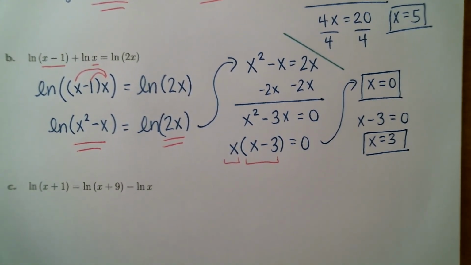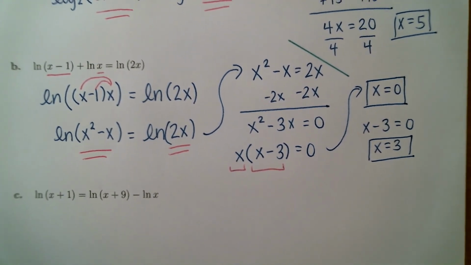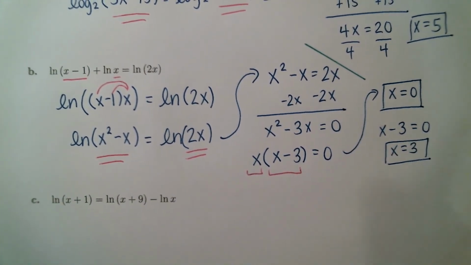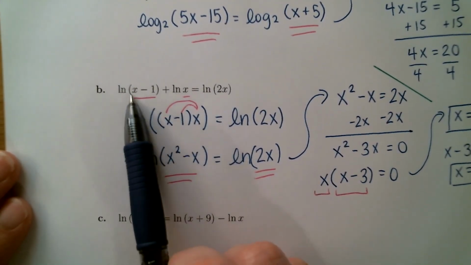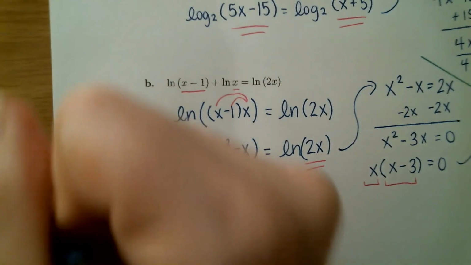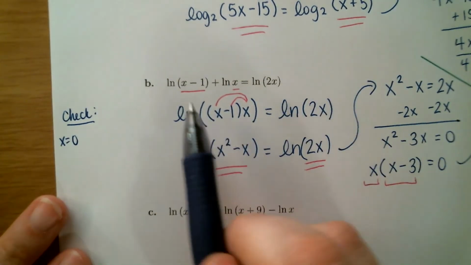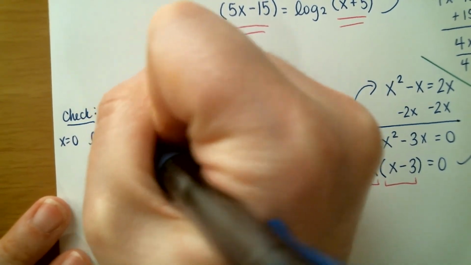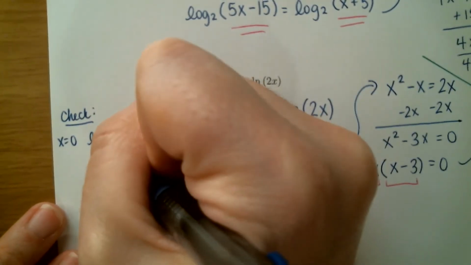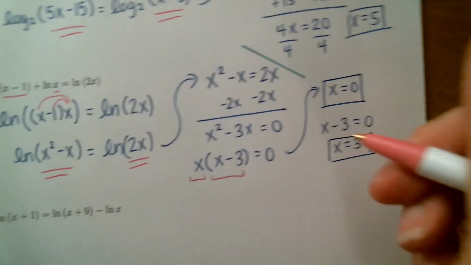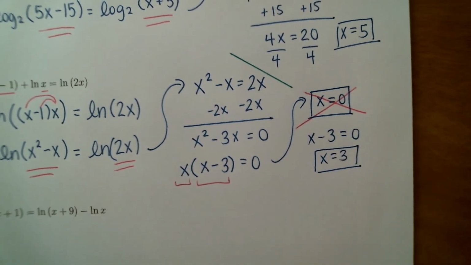We need to go check them in the original problem to make sure that plugging them in does not cause us to take the logarithm of 0 or of a negative number. So let's check out 0 first. If I check out x equals 0, if I plug it into this very first term here, I'm going to get the natural log of 0 minus 1, which is the natural log of negative 1. That's bad. I cannot take the natural log of a negative number. So automatically I've got to throw out 0. It doesn't work. Can't be a solution.